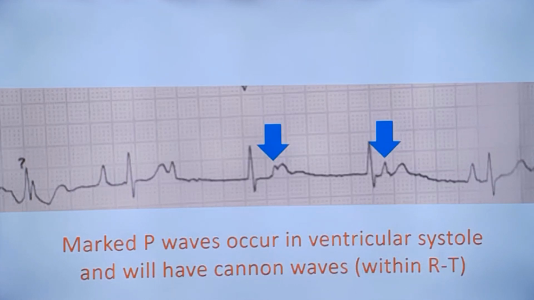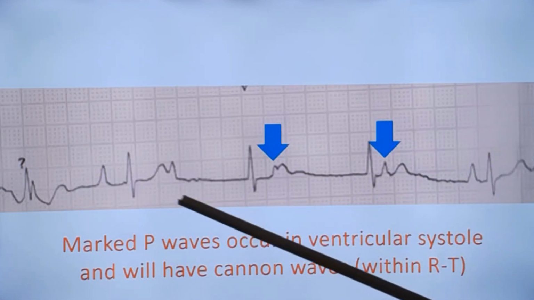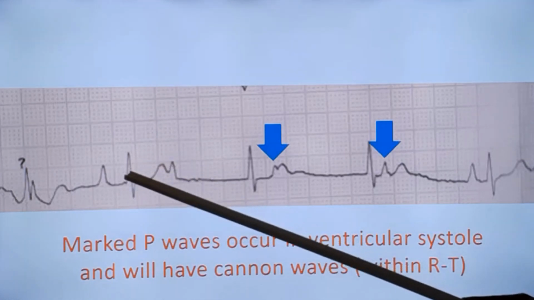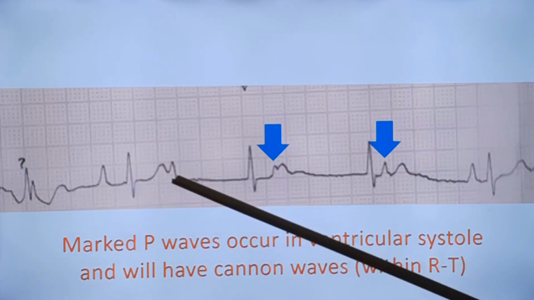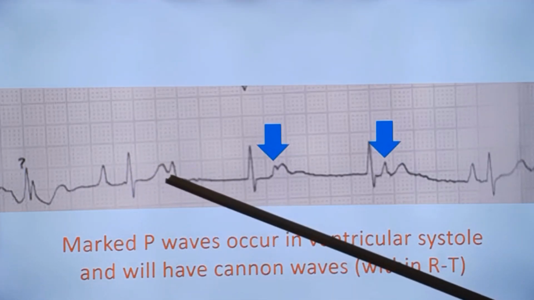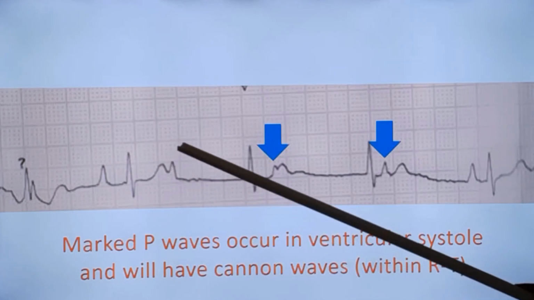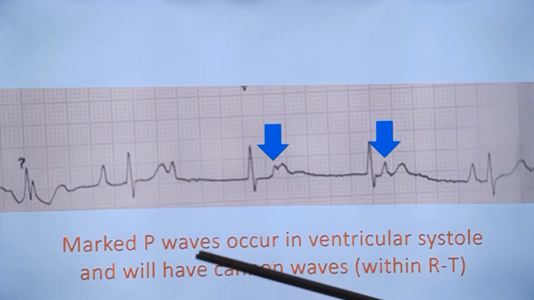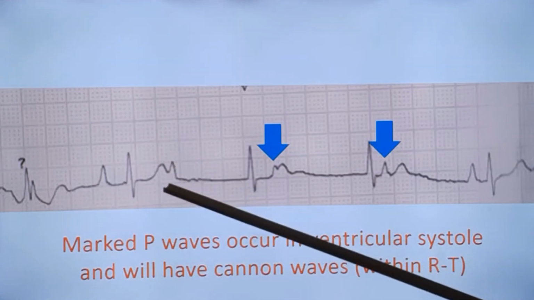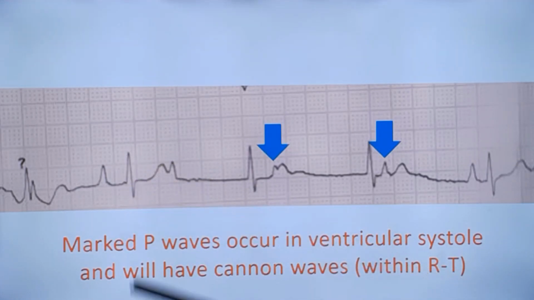Both these are irregular cannon waves. It will not occur for every cardiac cycle. In this cardiac cycle, there will be no cannon wave because P is before the QRS complex. These two, there will be. In this case also, most probably it will not be there because the P wave occurred almost at the end of the T wave. So by the time, after the electromechanical delay, when the atrium contracts, the ventricle will be in diastole.